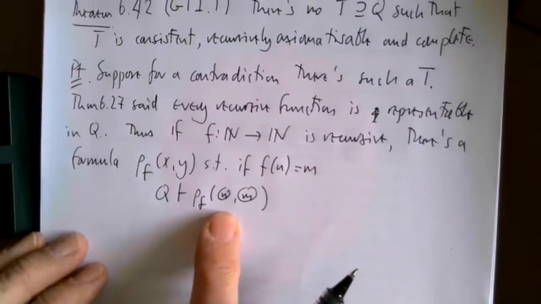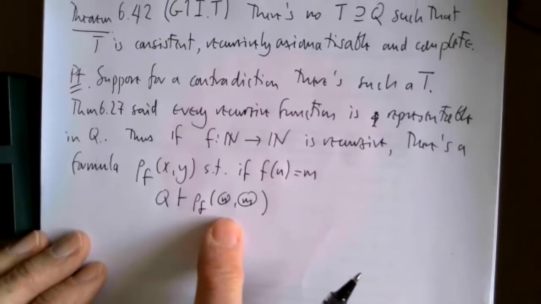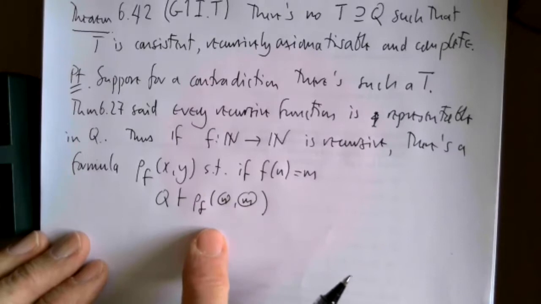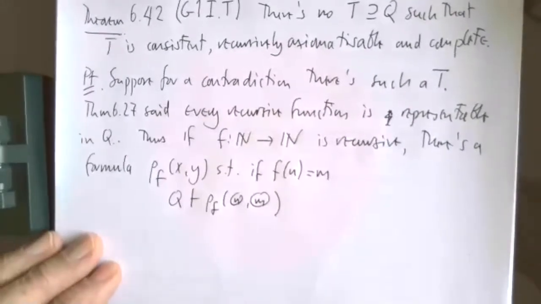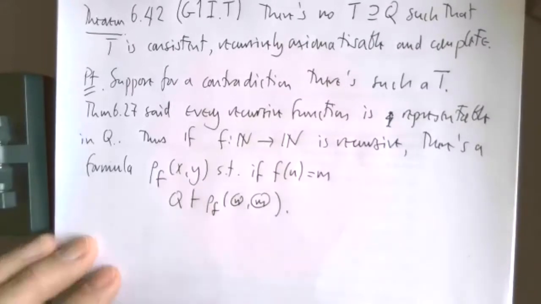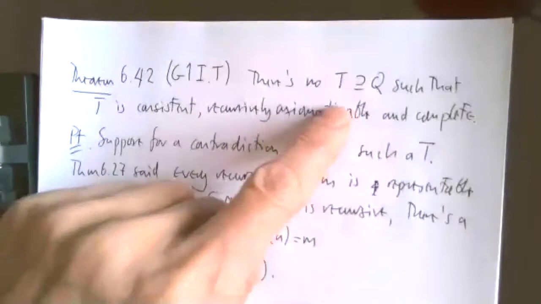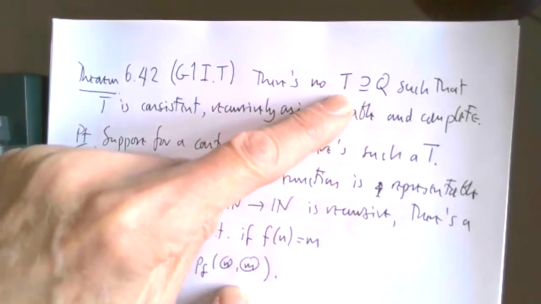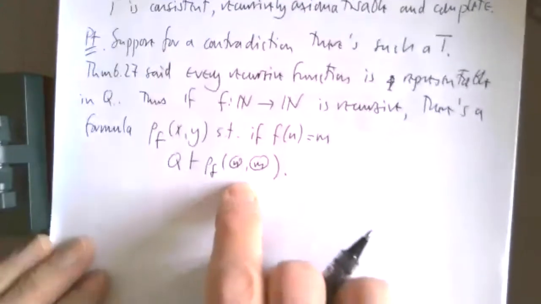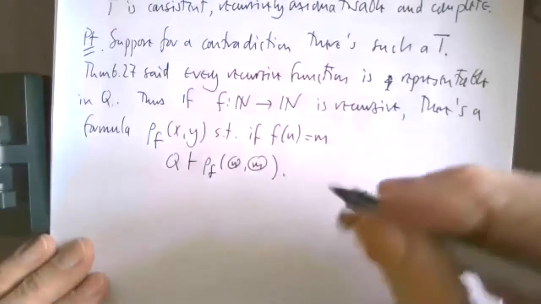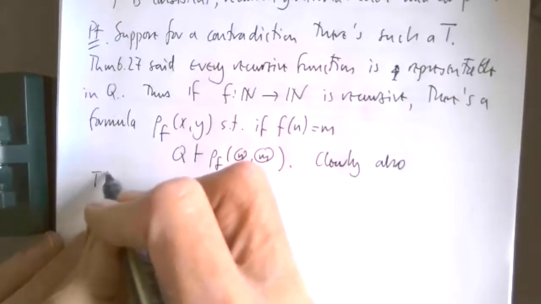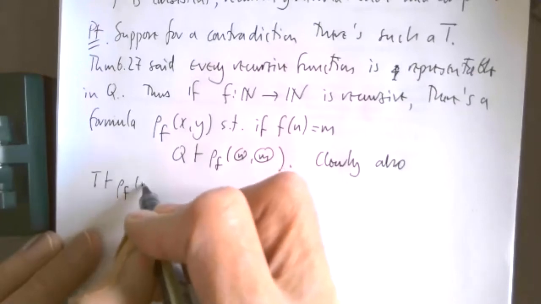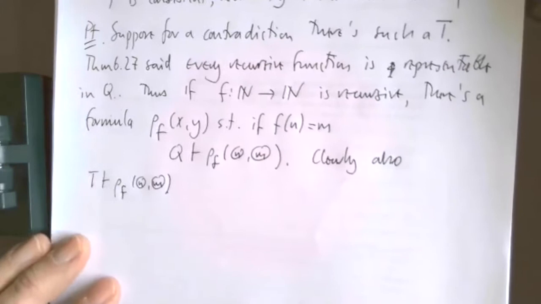In fact, it turns out, a theorem we didn't prove, but I just asserted, is that the functions that are representable in Q are precisely the recursive functions. This is the utility of Q. Well, if I can prove something in Q, I can certainly prove it in a larger theory. I only needed axioms from Q to do this. So clearly also T proves the same thing.